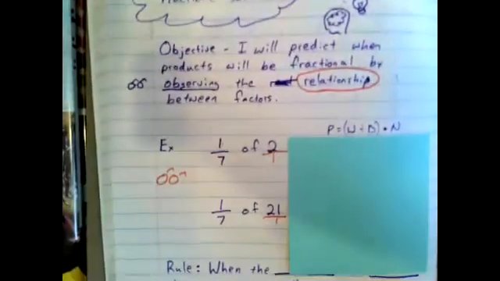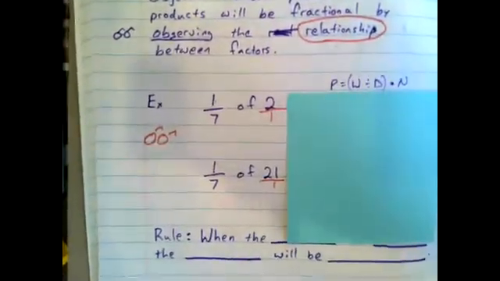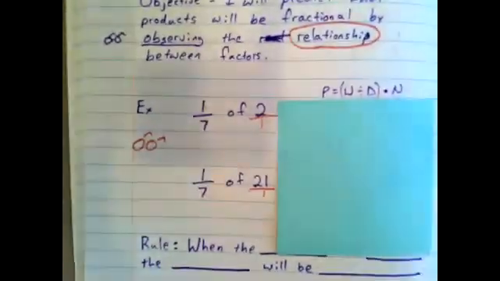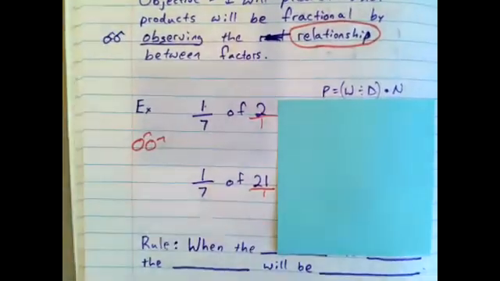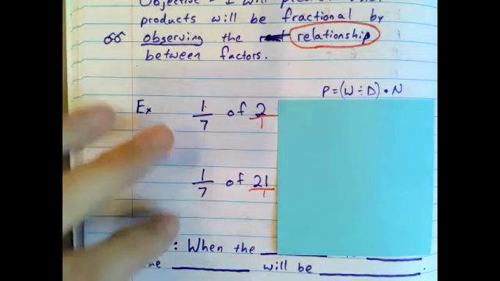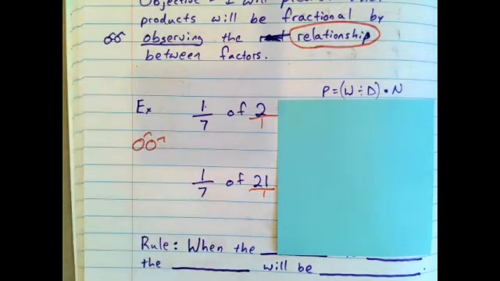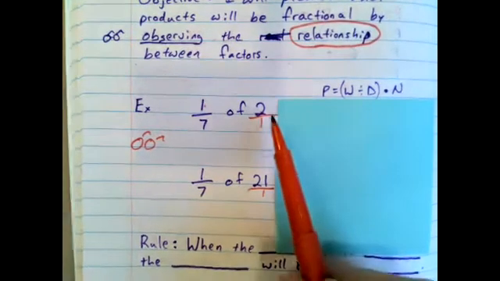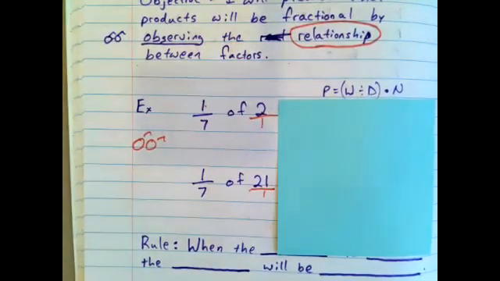This is where all my work kind of got ruined. All right, 1/7 of 2 and 1/7 of 21. These are two different problems with similar parts. Both examples have 1/7 as the first factor. The second factor, I have 2 and I have 21.